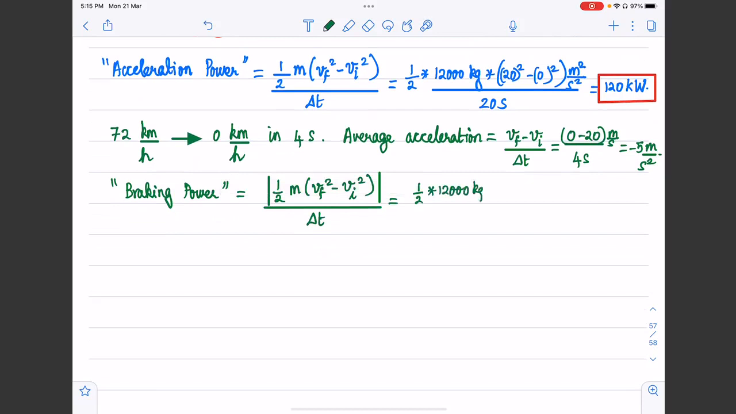12,000 kilograms, multiplied by 0 is the final speed, initial speed is 20. This will give meters squared per second squared. Please note that I need to take the absolute value of this entire quantity, which is my delta KE magnitude. So divided by now 4 seconds. So then what happens? If you do the math, we will get this as around 600 kilowatt.